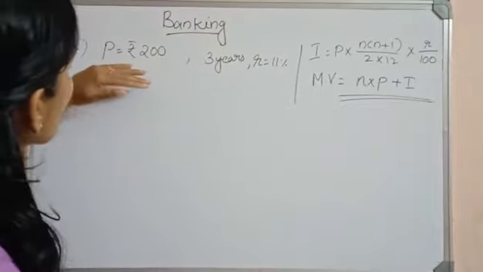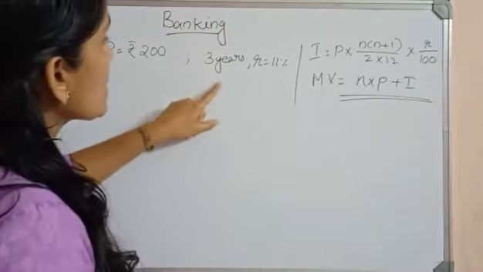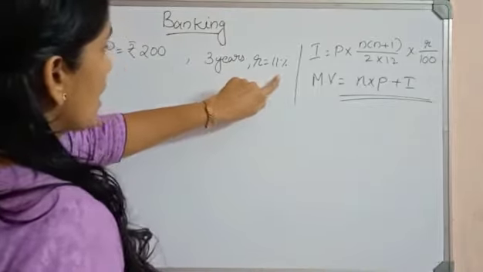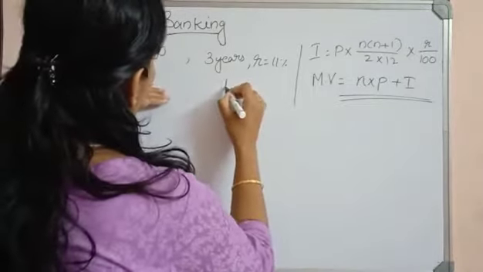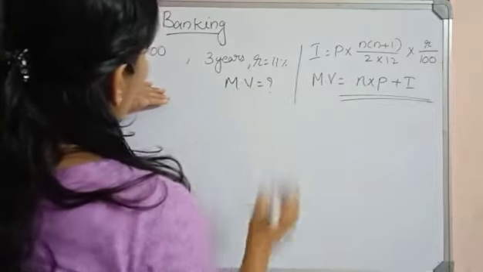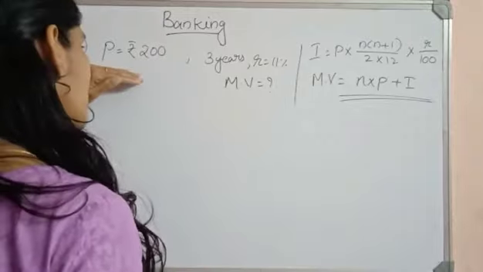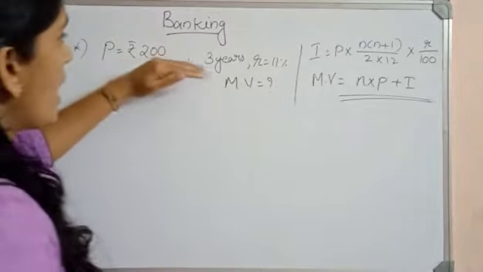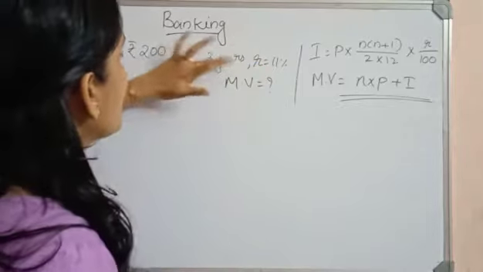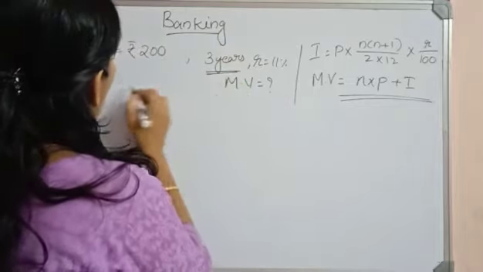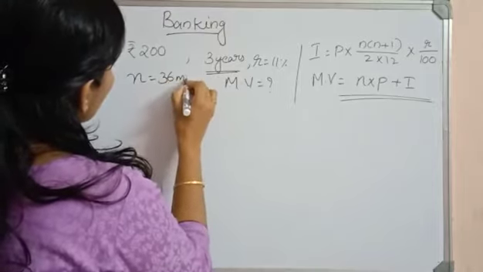Consider a question. A person is depositing rupees 200 per month in a bank for 3 years with a rate of interest of 11 percentage in RD. What you need to find is the maturity value. What is the total amount that person receives at the end of the 3 years? Here P, the monthly installment, is given as rupees 200, the time is 3 years and R is 11 percentage. The time is given in years, so we have to find n in terms of months. 3 years is 36 months.